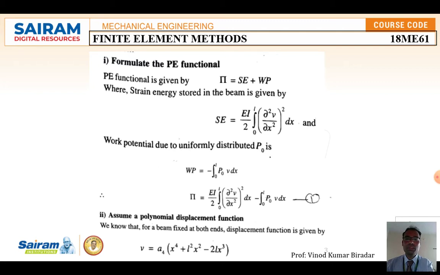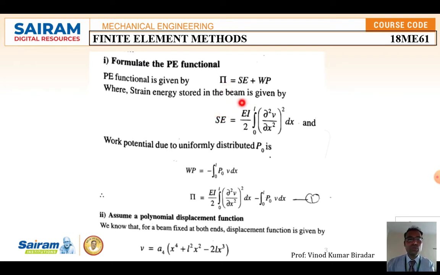Step number 1: formulate the potential energy function, which is given by pi is equal to strain energy plus work potential. This is the formula to calculate the potential energy. We know that the strain energy is the stored energy in the given beam, and the work potential is due to the external force.